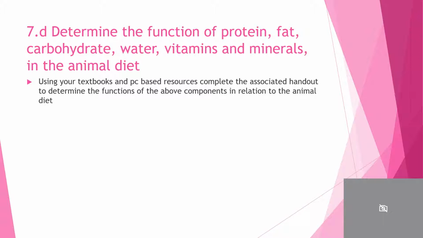The following slide relates to a task for you to complete to cover 7D, and what I would like you to do is, using textbooks and any PC-based resources, complete the associated handout provided, and that's going to allow you to determine the functions of the above components, which are protein, fat, carbohydrate, water, vitamins and minerals in the animal diet. Please complete this as a document and upload it so that your veterinary educationalist can mark this.